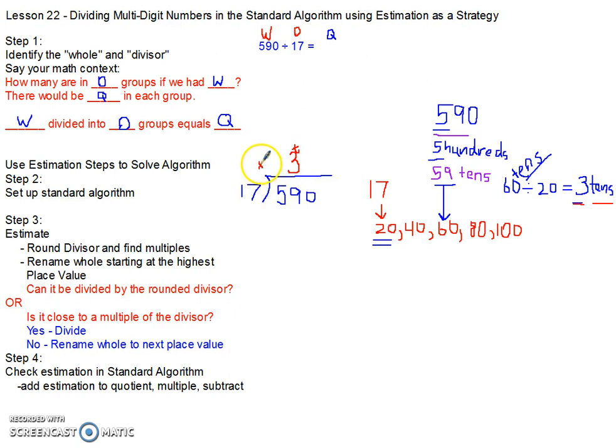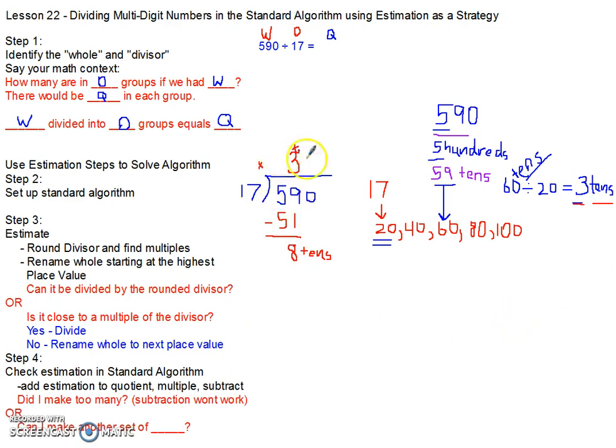So I'm just going to put that multiplication sign there so we remember. So we're doing 3 times 17, and then we add that down here, which is 51, and then we subtract. So it's add estimation at the top, multiply, and then subtract. And we end up with 8 tens. Just remember that this 8 is not 8, it is actually 8 tens.